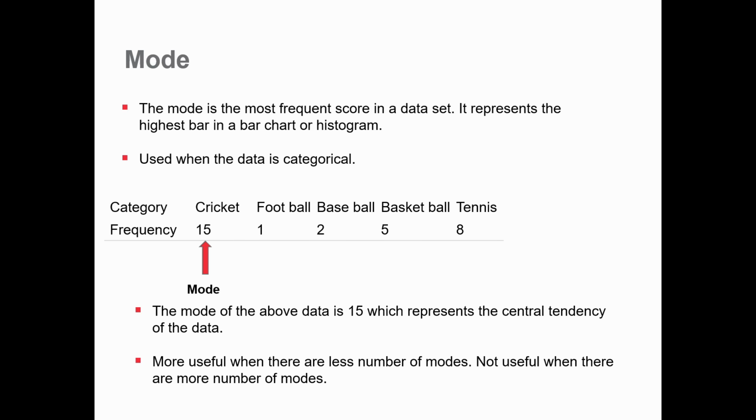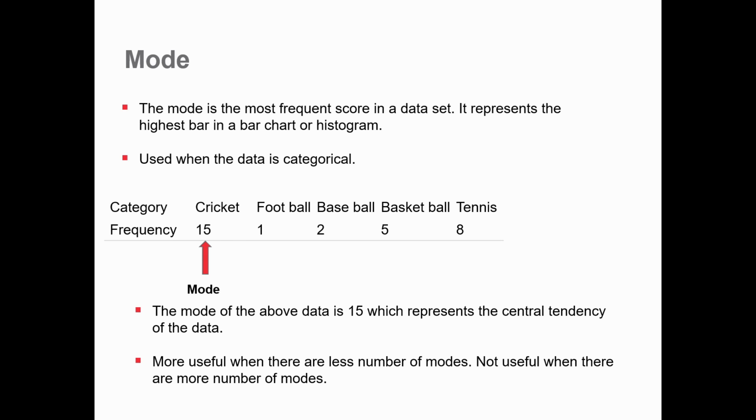So let's go to mode. Mode is nothing but the most frequent score in a data set. For example, we have each category of sports and their corresponding frequency. We have 15 players in cricket, only 1 player in football, etc. So the mode of this data is cricket, because the more typical value in this data set will be cricket. But again, mode is not very useful when you have multiple modes.